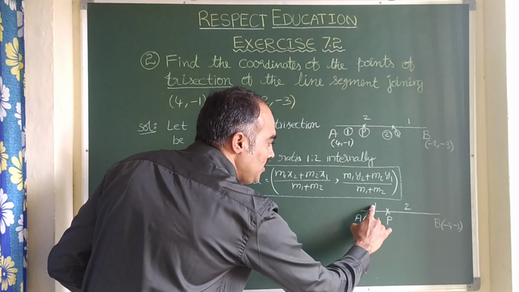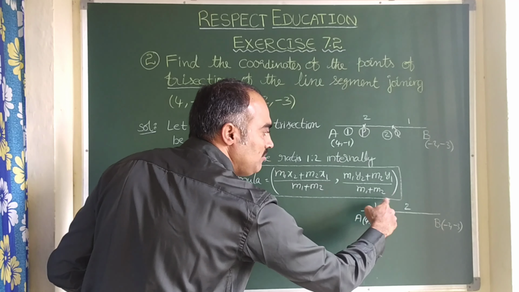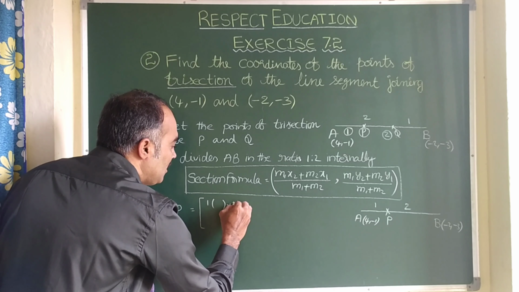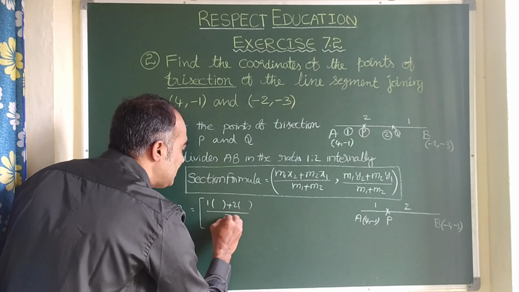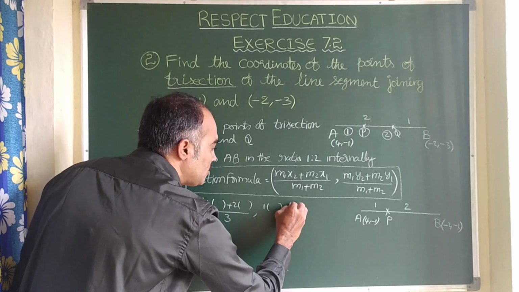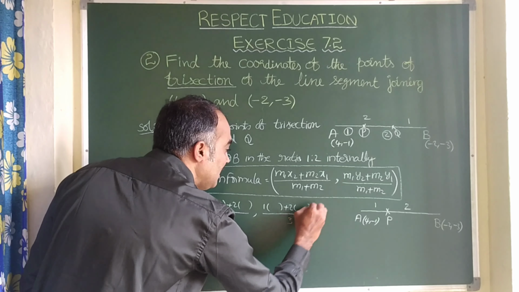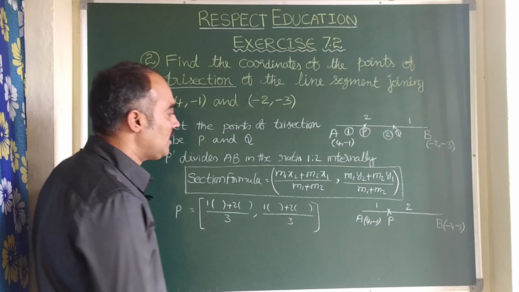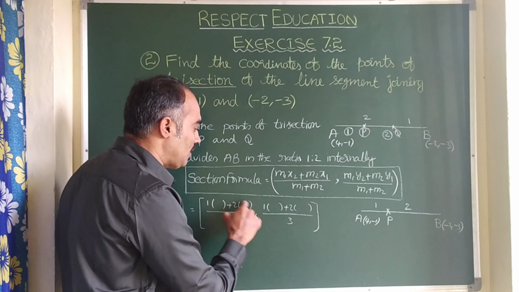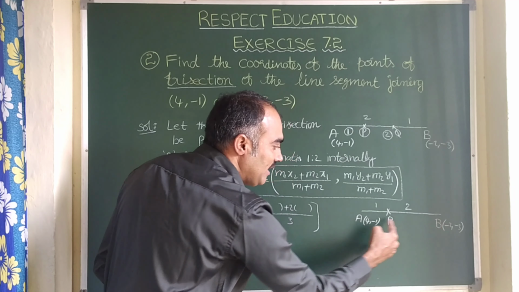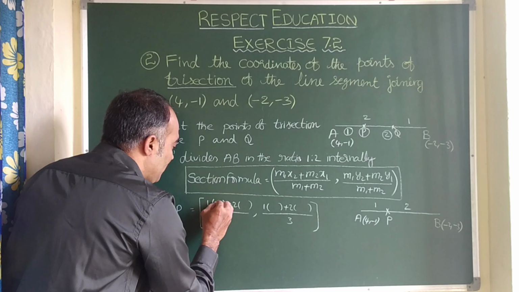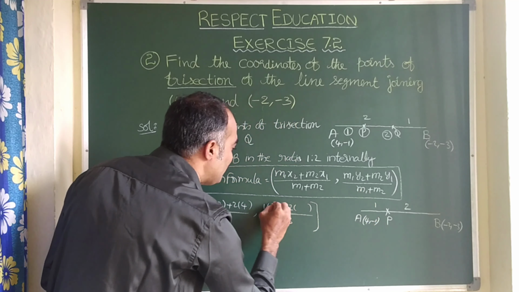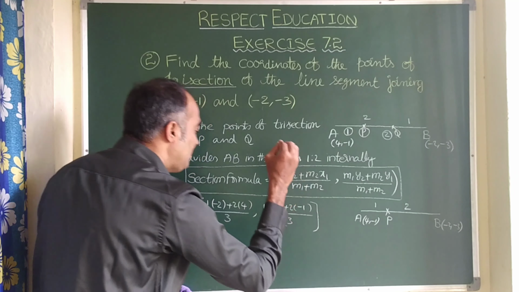See, 1 into something plus 2 into something by 1 plus 2. Let us write it first like that, that will be easy. 1 into something plus 2 into something by 1 plus 2 is 3. Again, 1 into something plus 2 into something by 1 plus 2 is 3. Now we are going to fill up these blanks. x2 will come here, x1 will come here. See, x2 is minus 2, x1 is 4, so I am writing here minus 2 and 4. Here y2 is minus 3, y1 is minus 1, so here minus 3 and minus 1.